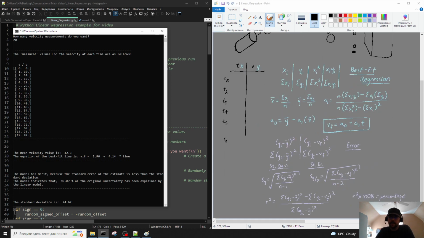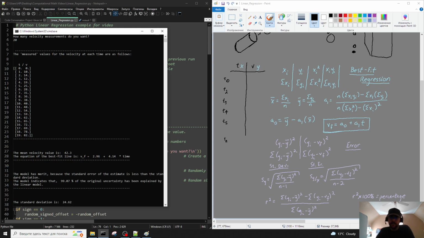So a1 is going to be the number of entries times the sum of that multiple column, minus the sum of the x's times the sum of the y's, divided by the number of entries times the sum of the x values squared, minus the sum of the x values individually and then squared after they're all summed. So that's how we get the slope, which again is the acceleration.